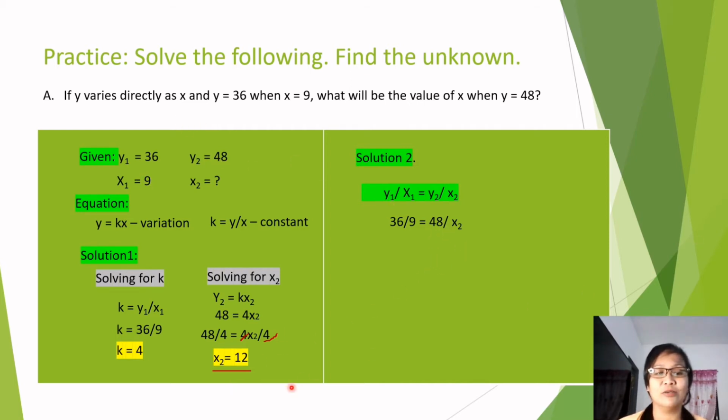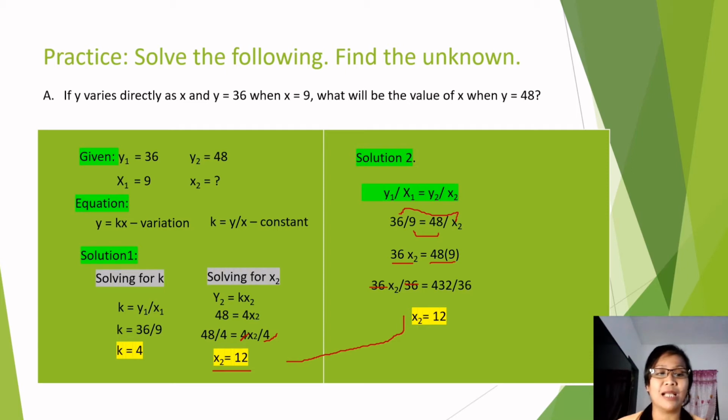Then, after that, kunin natin ang kanilang cross product. So, we have 36 times x sub 2 and 9 times 48. Then, to isolate x sub 2, again, divide natin both sides by the number beside x sub 2, which is 36. Cancel na yan. Cancel na din to. Kaya ang x sub 2 natin ay 432 divided by 36. And the answer is 12. So, kung napapansin ninyo, using ratio and proportion, pareho lang sila kung gagamitin natin ang equation ng variation.